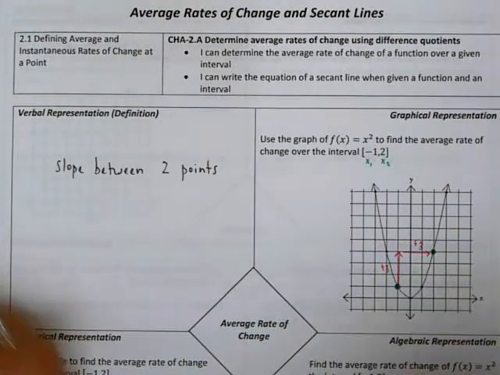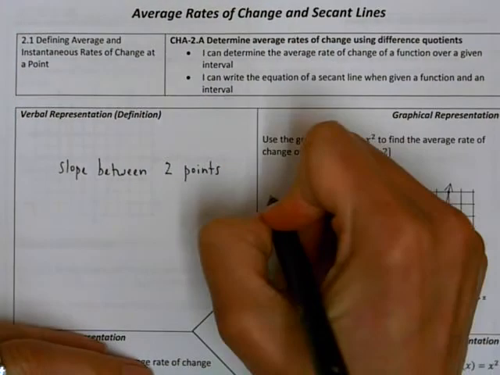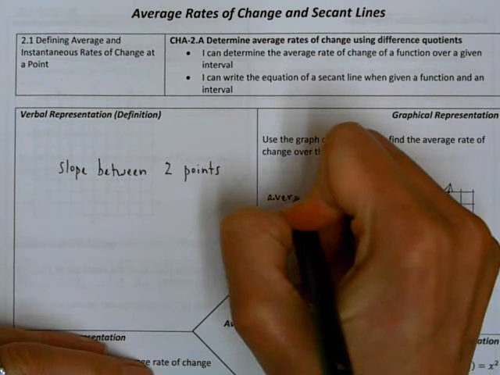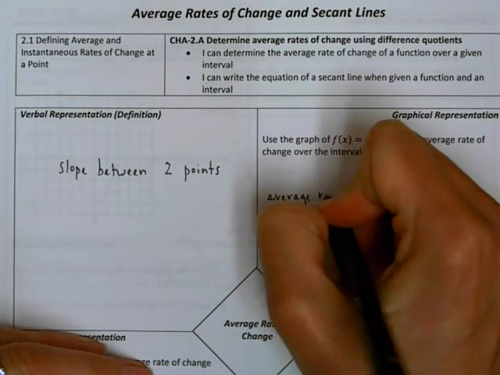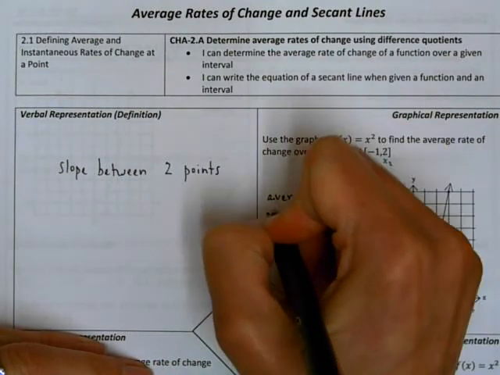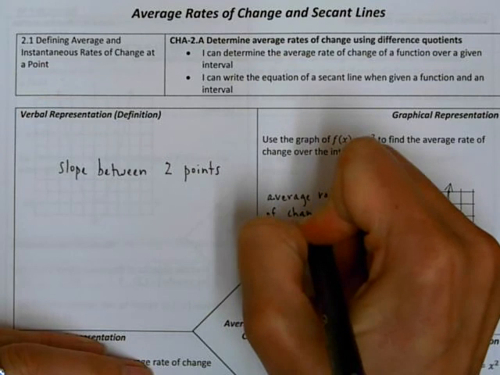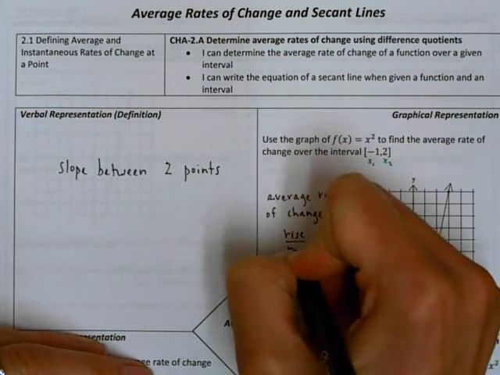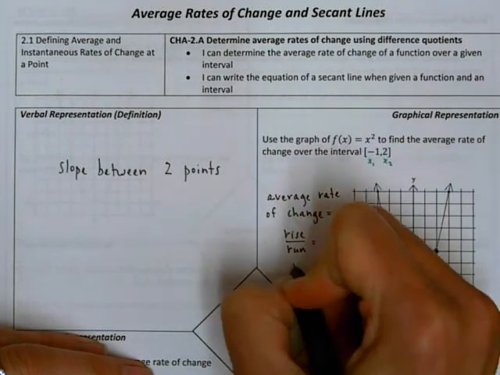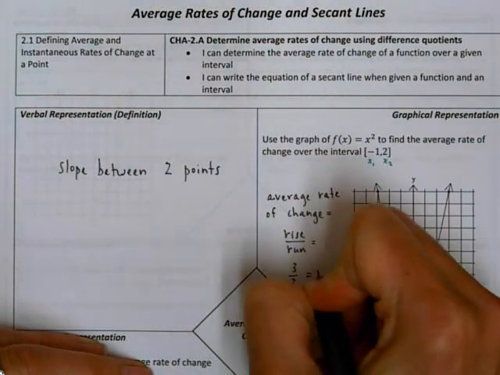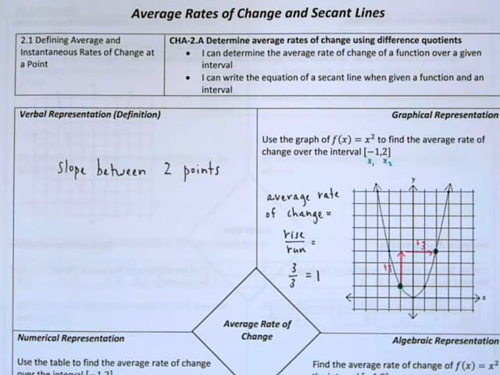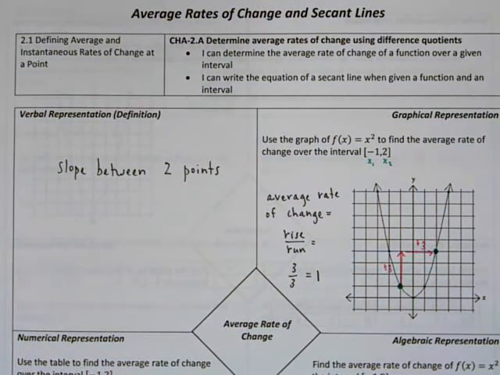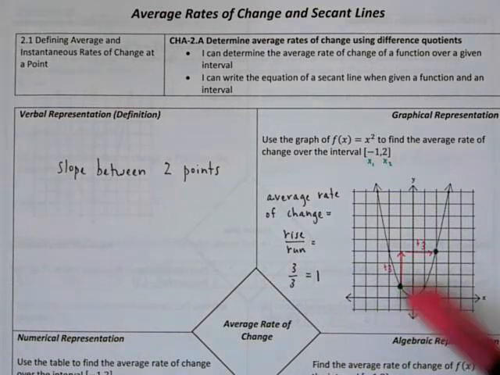So our average rate of change, we're going to use rise over run, which in our case is 3 over 3, or just 1. Again, the big idea is average rate of change is just a slope, and graphically we're going to use rise over run to show that.